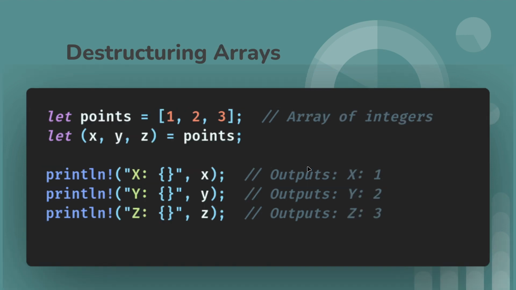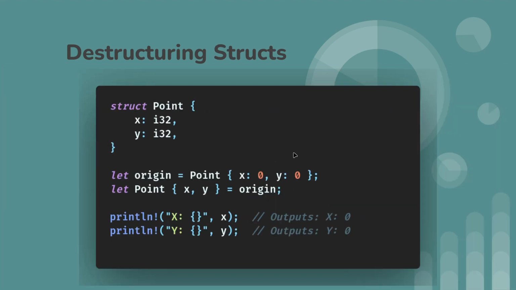Array is pretty similar. So points, your variable name goes to the right hand side, and then you destructure by assigning 1, 2, and 3 will be X, Y, and Z. Quite straightforward, hopefully. Destructuring structs, same concept. You create an instance of the struct, and then the name of the struct you put on the right hand side, and then you unpack it, and then you get the values from it, X and Y here.